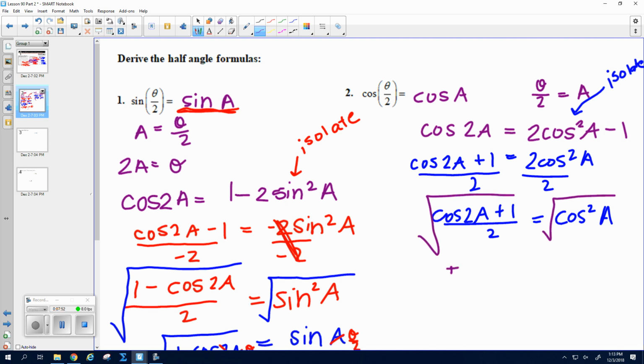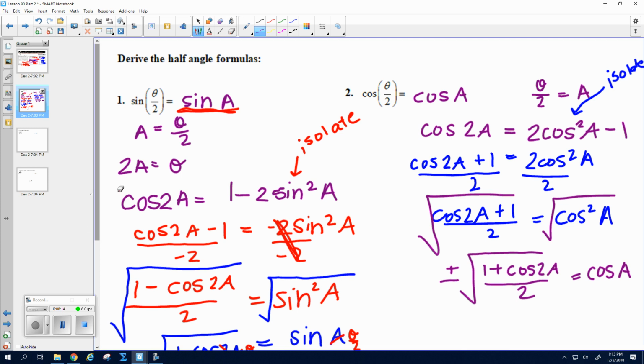And anytime you square root, it's always plus or minus. And I'm going to switch the order of this because you can add in either order, and just so the formula is the same as what we wrote down. So I'm going to do 1 plus cosine 2a. It's the same thing over 2. And over here I have just cosine a.